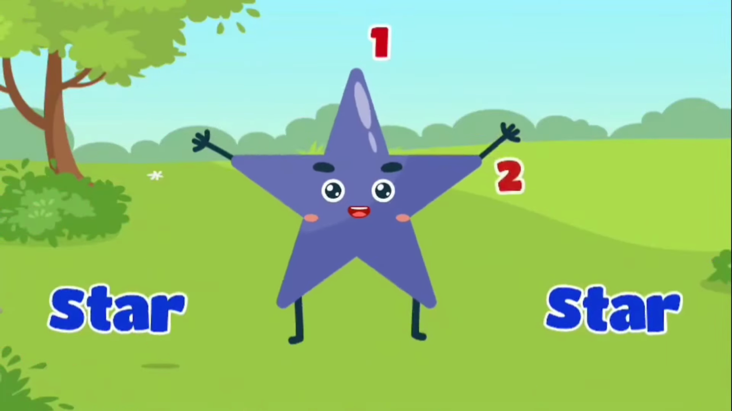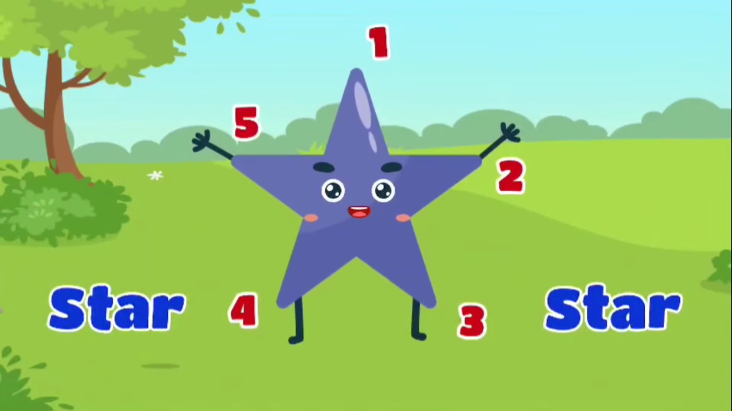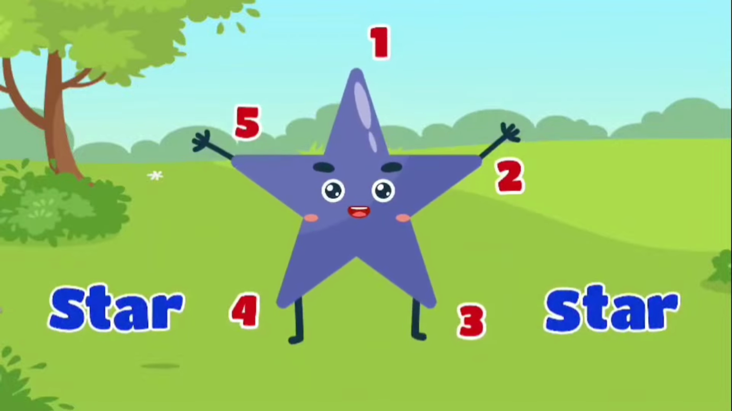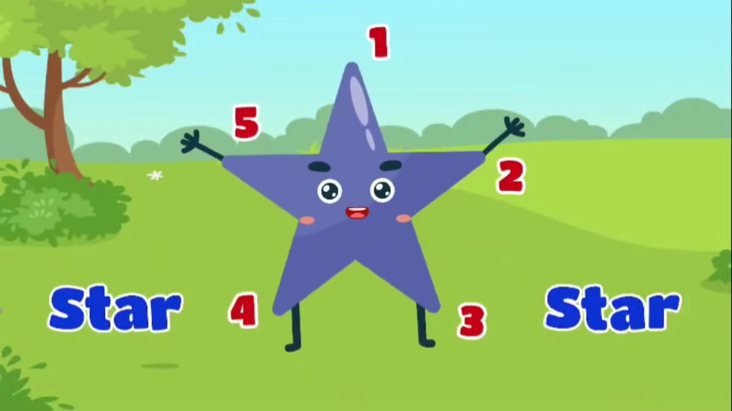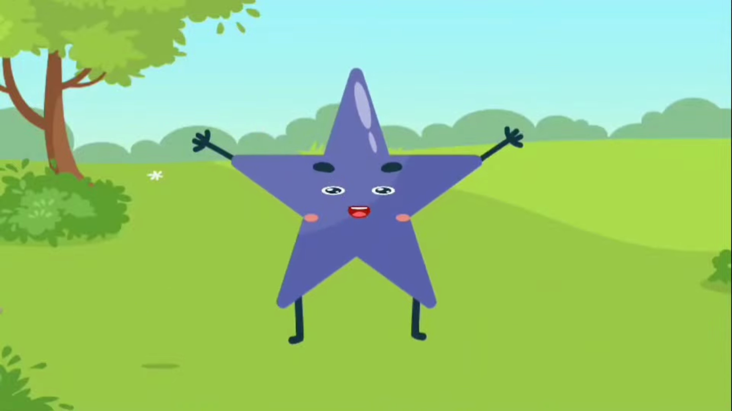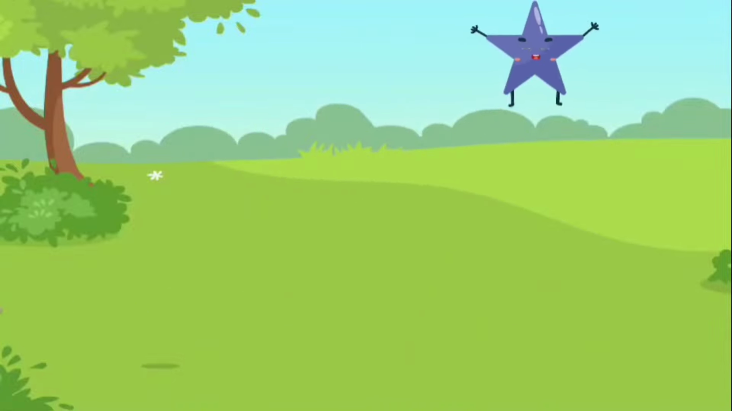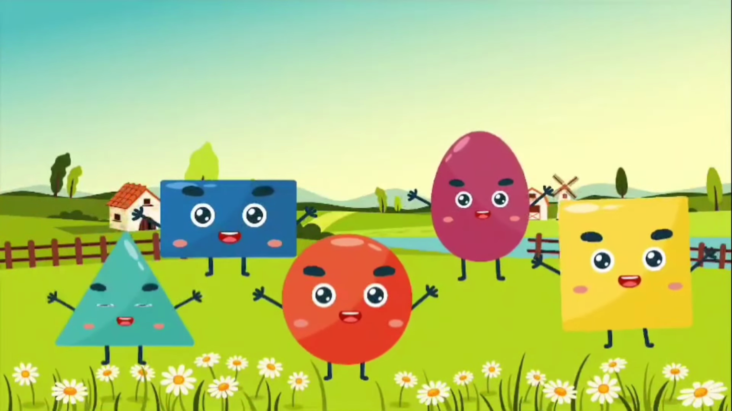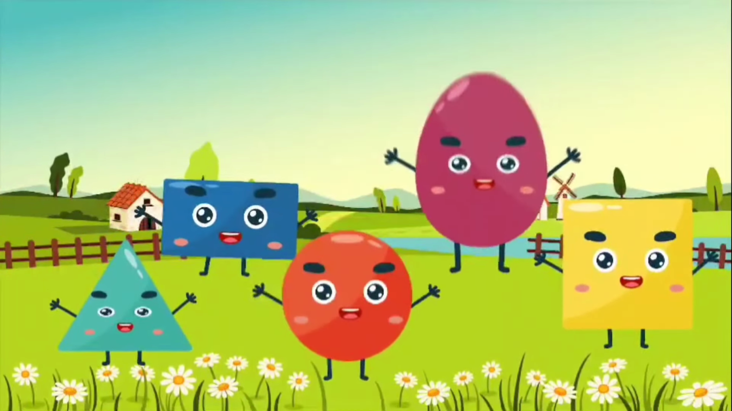I'm a star with 5 points, five little points. Five little points, I'm a star with 5 points, twinkling in the sky. Triangle, rectangle, circle, oval, square.